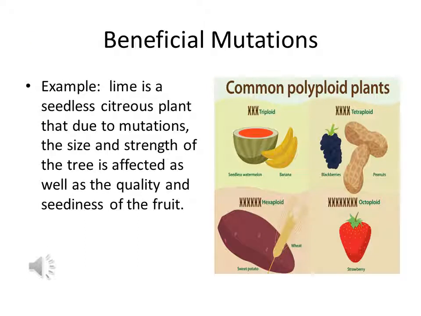An example of a beneficial mutation is lime. It is a seedless citrus plant that, due to mutations, has changes in the size and the strength of the tree, as well as the quality and the seediness of the fruit. In this figure, you will see multiple polyploid plants that have extra chromosomes in their genetic information.